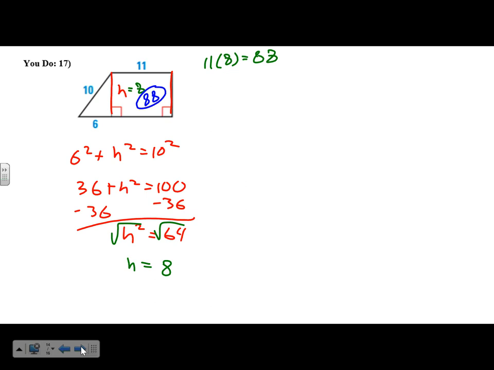Area for the triangle is 1/2 base times height. Put that in your calculator. That should be 24. So the total is 88 plus 24, which is 112.